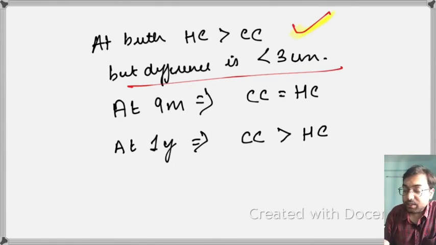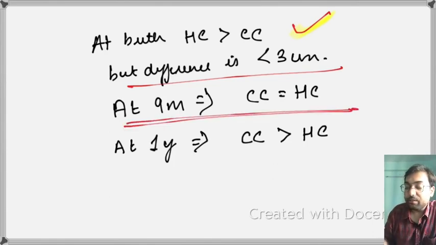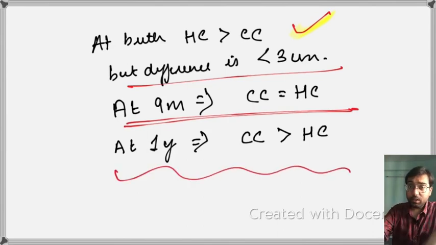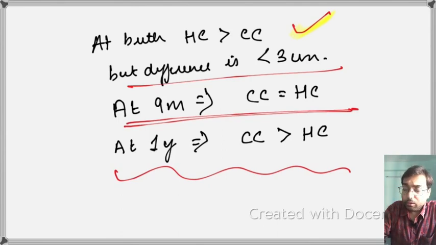At 9 months the chest circumference equals the head circumference, and by 1 year of age the chest circumference overcomes the head circumference. Why is it important? Because this helps to know whether the child is growing or not.